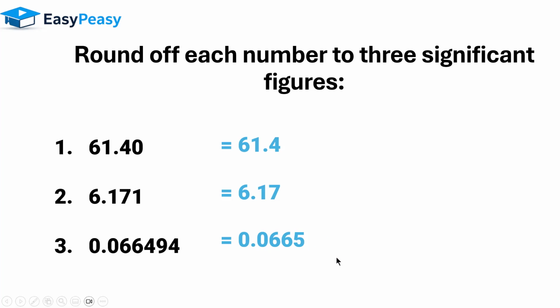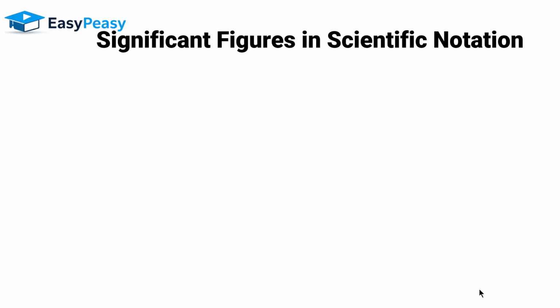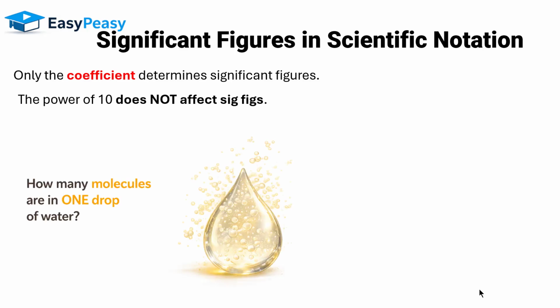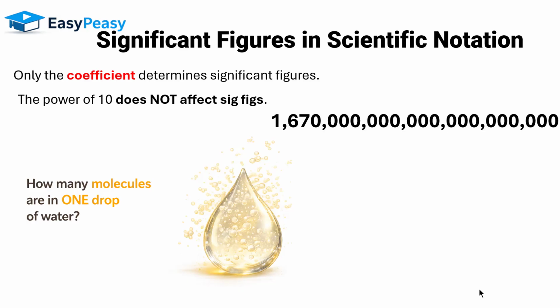Another rule about significant figures is, what are the significant figures if the value is in scientific notation? If the value is in scientific notation, only the coefficient determines the significant numbers, and the power of 10 does not affect the significant numbers. Let's take the example from the last video on scientific notation of how many molecules are in 1 drop of water. We discussed that these many molecules are present in 1 drop of water, which summarizes itself into the scientific notation like this.